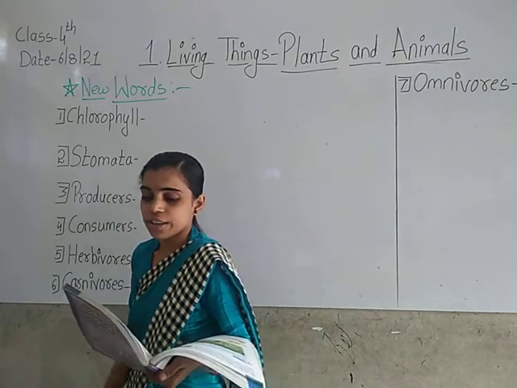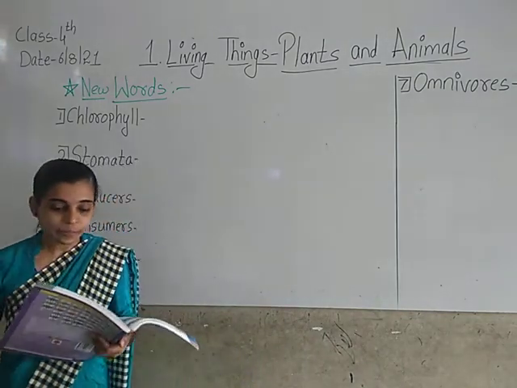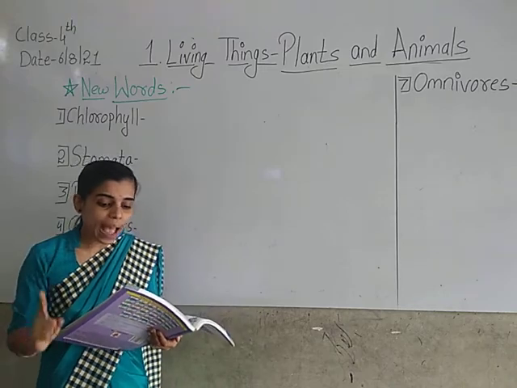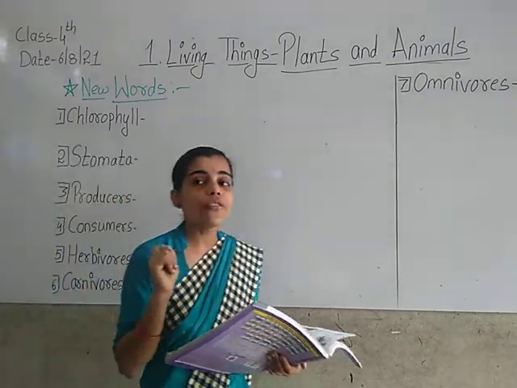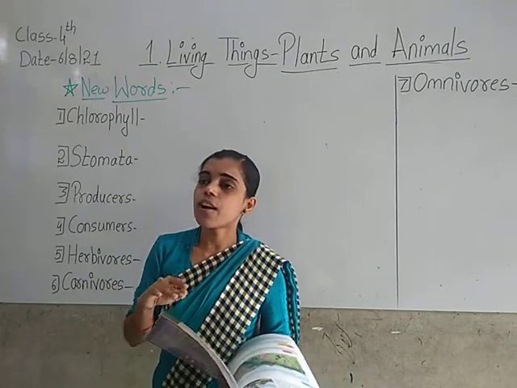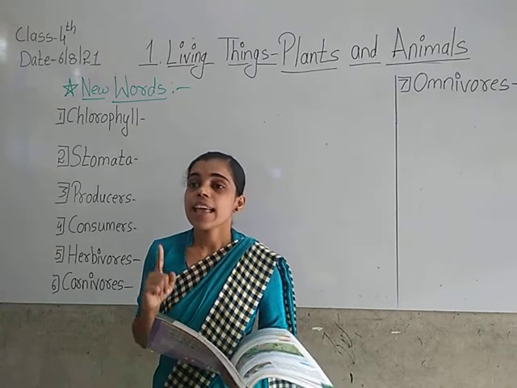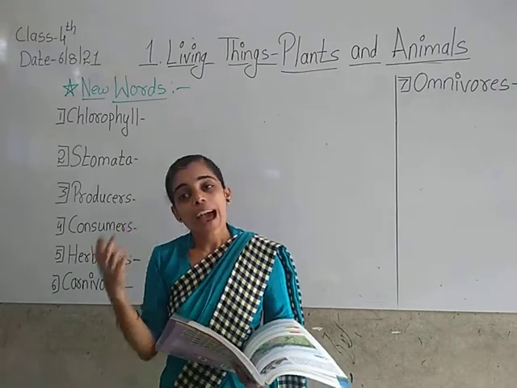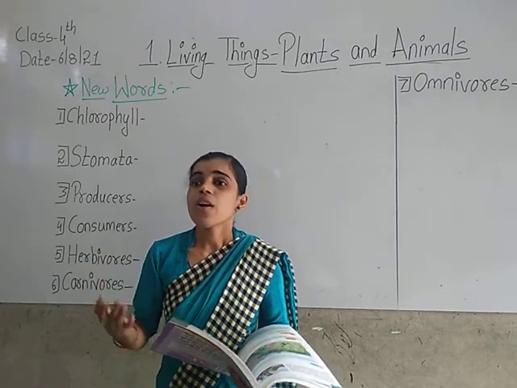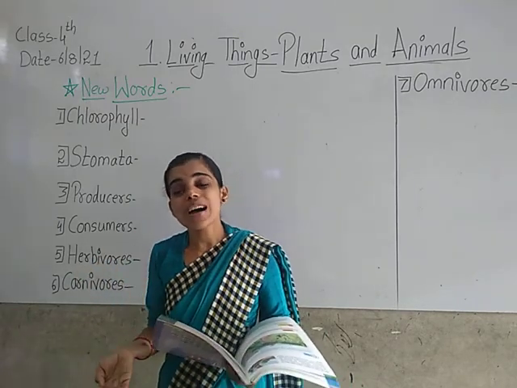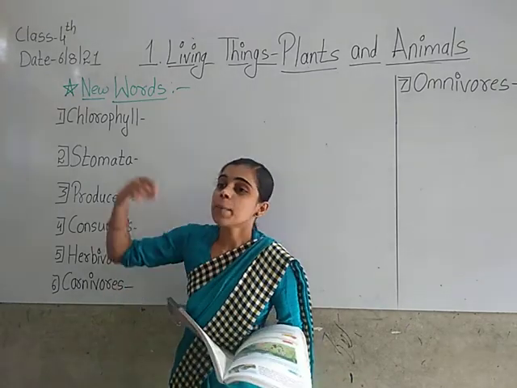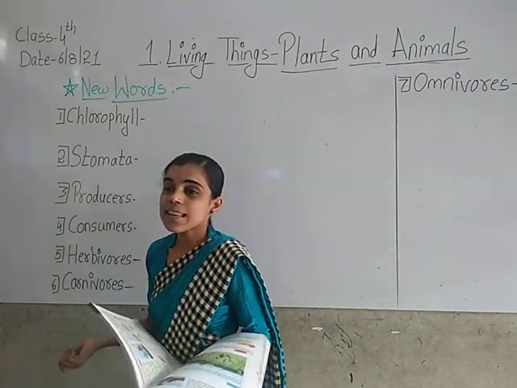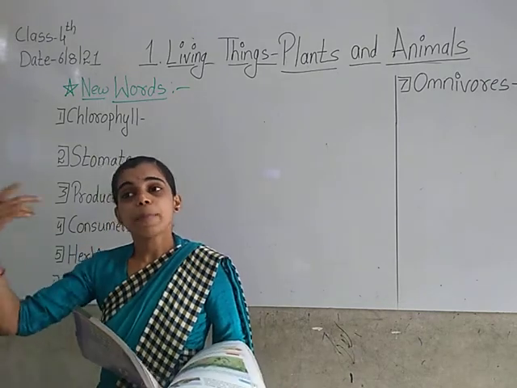Next, on the animal side, children. First point on the animals' side. Animals do not make their own food, but depend on plants, other animals or both for their food. So, plants prepare their food, but animals cannot prepare their food. So, they are dependent on plants and animals. For them we say consumers. Consumers means those who are dependent on others. Animals are the consumers because they depend on others.